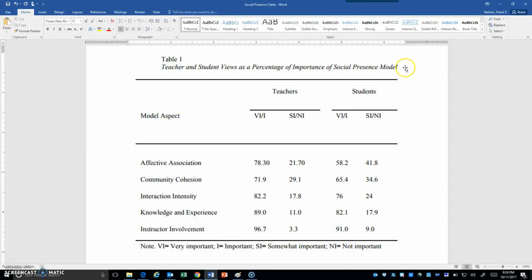The social presence model data shows that both teachers and students here, 96% and almost 97% of teachers and 91% of students, say instructor involvement is important or very important. But the involvement that they want is they want a facilitator, they want a mentor, they don't want a lecturer. And so this 91% is important, but it's important that you provide that instruction in the mode that they want it and will accept it and need it.